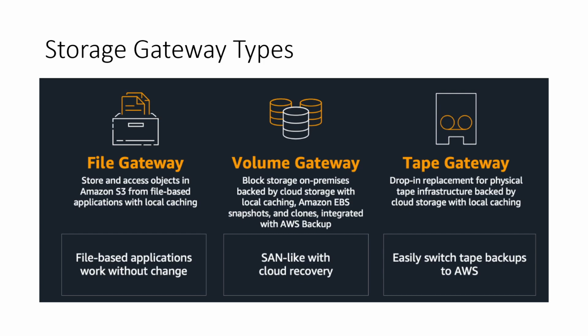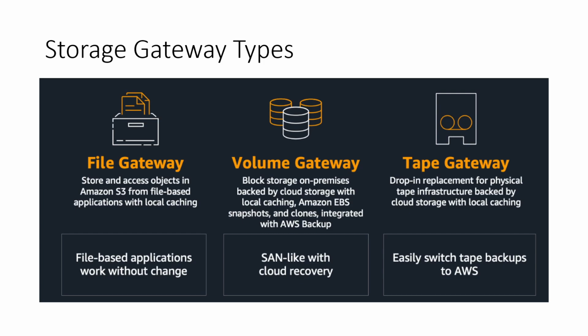The on-premises, then you can make it work without any change. Next is volume gateway. So block storage on-premises backed by cloud storage with local caching. So Amazon EBS snapshots and clones integrated with AWS Backup. It's like a SAN-based cloud recovery platform, just like you have a SAN on your on-premises.